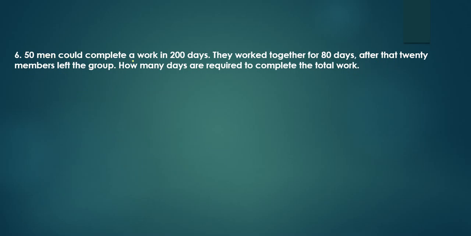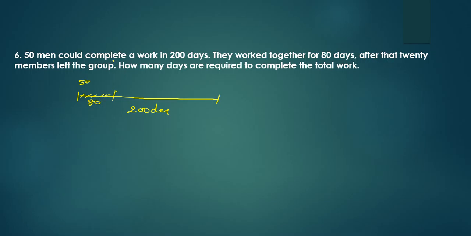50 men could complete a work in 200 days. They worked together for 80 days. See here, 50 men can complete the work in 200 days. This is given, 200 days. They worked together for how many days? 80 days. 80 days of work is over. Okay, this is what we have so far.